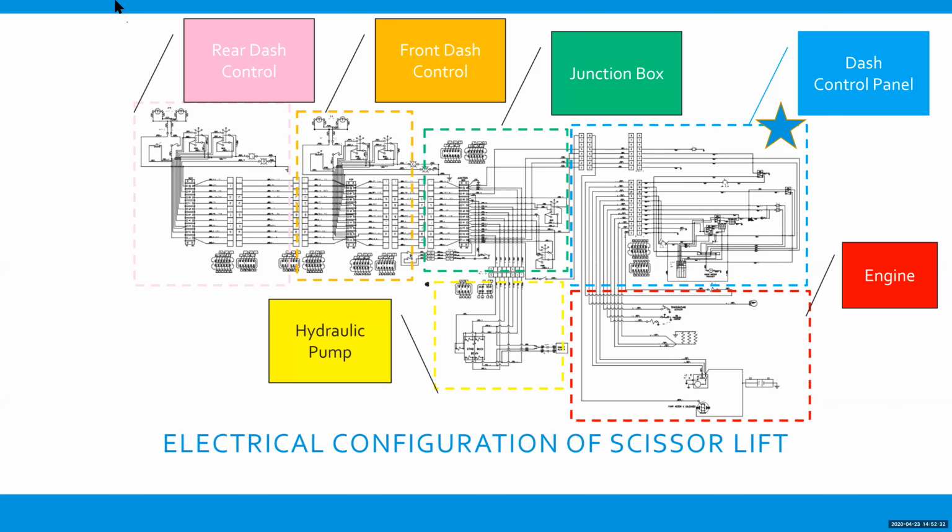So this here is the overall electrical schematic of the entire system. It can look very complicated at first, but the only section that we were really pertaining to our project was the blue section highlighted with the star, and that's the dash control. Dash control, you can go to the next slide.